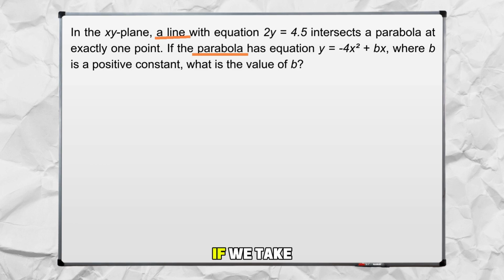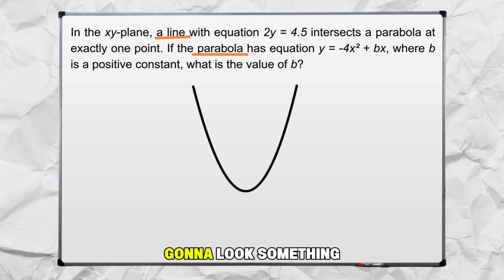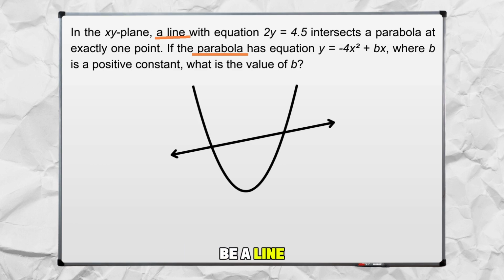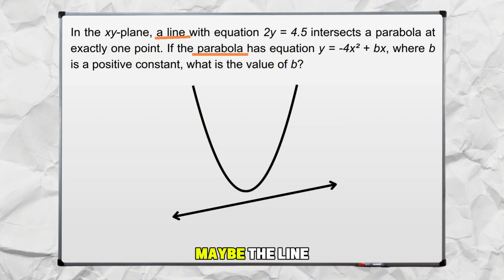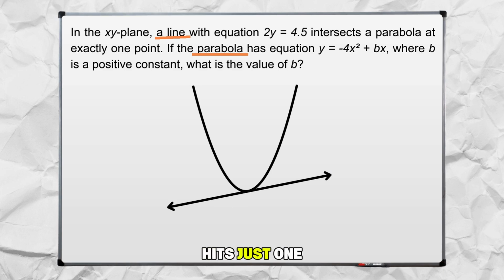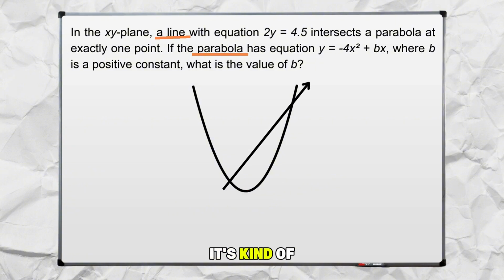Big picture, if we take the parabola, it's going to look something like that. And there's going to be a line that either intersects like this. Maybe it goes underneath, right? And it doesn't intersect at all. Maybe the line intersects at exactly 1 point and it hits just 1 point right there. And this could be in any arrangement. It's kind of like solutions for a quadratic, except I could have my line here, or I could have my line right there where it only touches at 1 point.